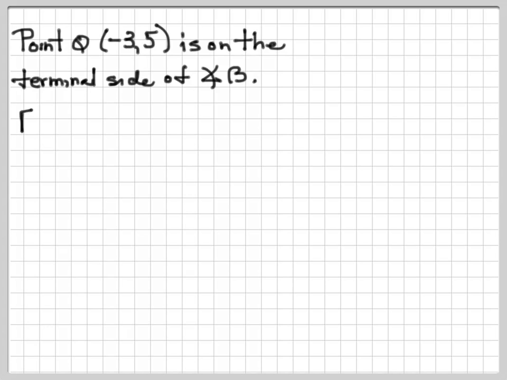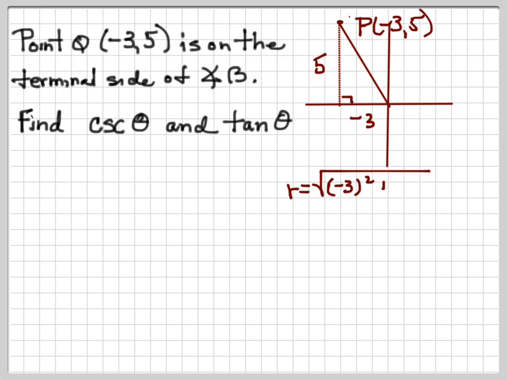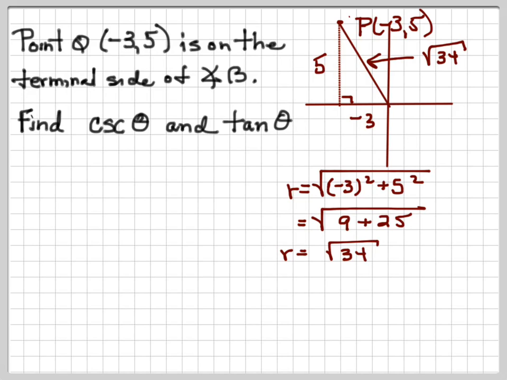Okay, let's work on an example here. Let's take point -3, 5, and say that's on the terminal side of angle beta. We want to find the cosecant of theta and the tangent of theta. All right, so let's draw our axes, and let's plot our point, which is at -3, 5. I'm going to draw the line, drop the perpendicular, and do our labels. -3 for the x and +5 for the y. If I use the Pythagorean theorem to find what r is, I find that r is going to be the square root of 34. So I'll put the square root of 34 there.